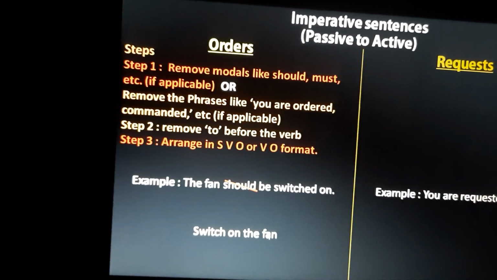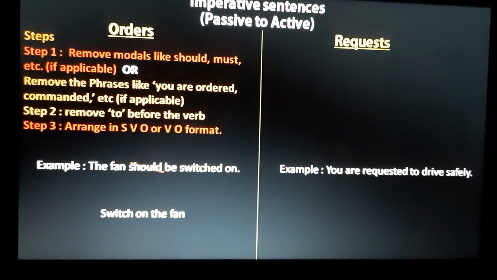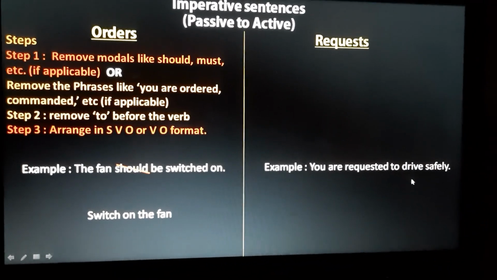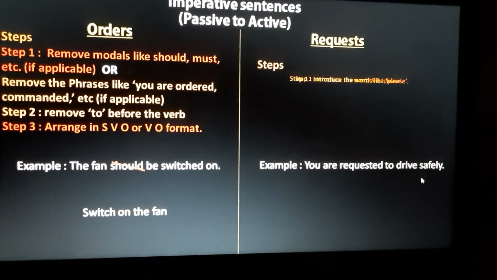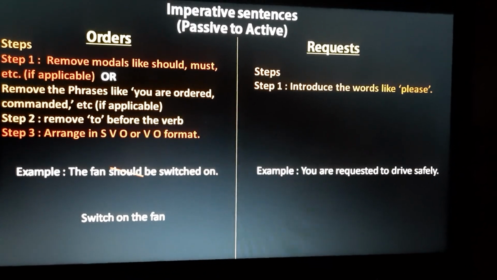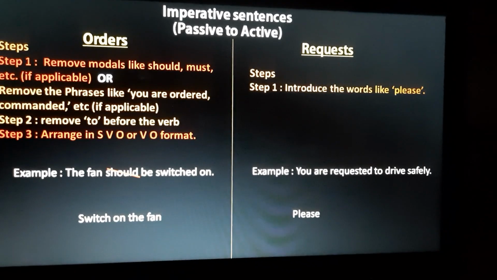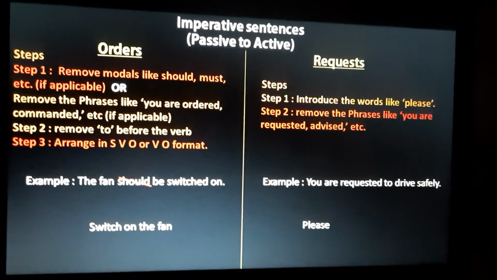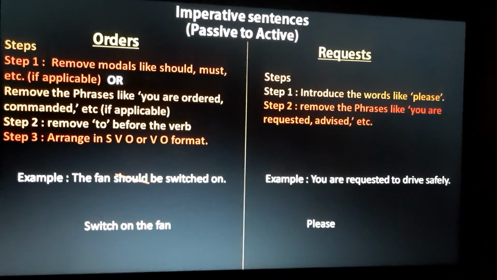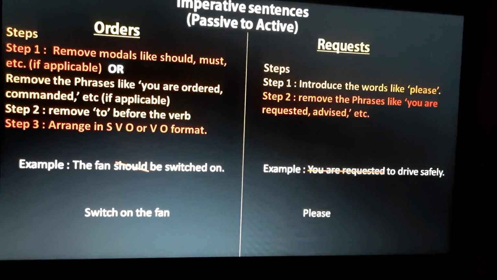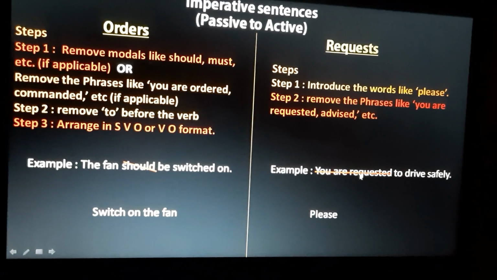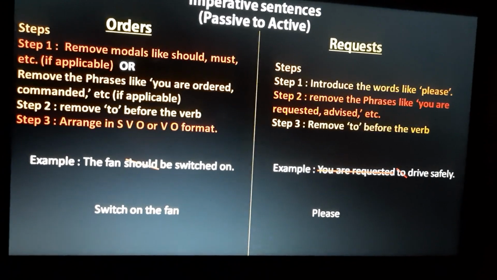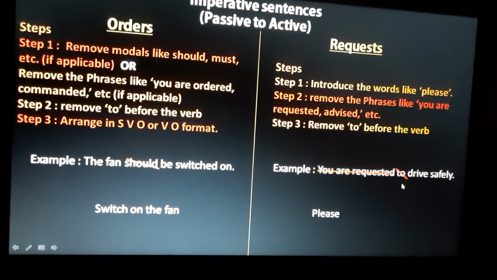Now let us move on towards request. We will see this with the help of an example. The example is, you are requested to drive safely. Now the first step is to introduce words like please. So we will write the word please. The second step is to remove the phrases like you are requested, advised, etc. So let us cross out you are requested. The third step is to remove to before the verb. So let us cross out to as well.